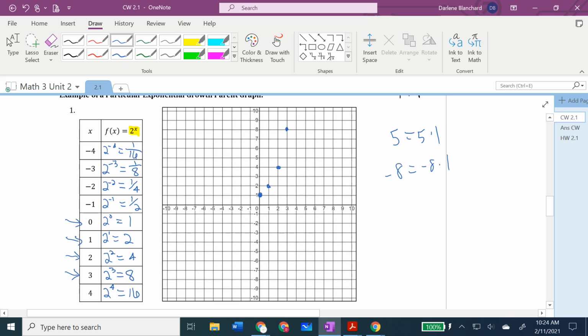And I can't plot when x is 4, it goes off grid. So for the right side of the graph, it is growing. And on the answer key, I have a nice computer designed function for you to look at. Now, let's go backward and plot some of these. -1, 1/2. -2, 1/4.